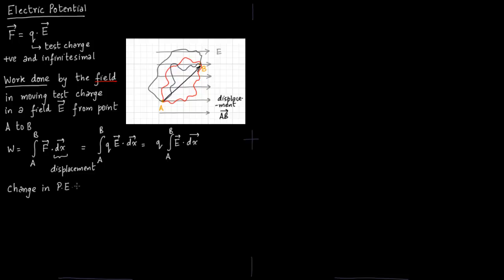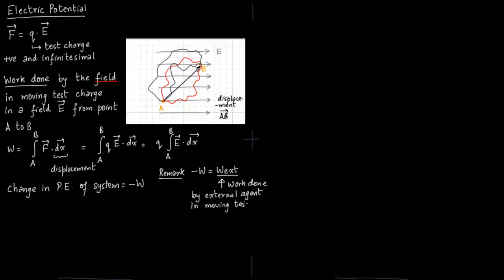Now we know that change in potential energy of the system is given as minus work done. Now notice that minus work done is equal to work done by the external force in moving the test charge from A to B. So W here is work done by the field. Wx is work done by the external force, or some external agent who will move the test charge from A to B. Now the negative sign comes from Newton's third law.